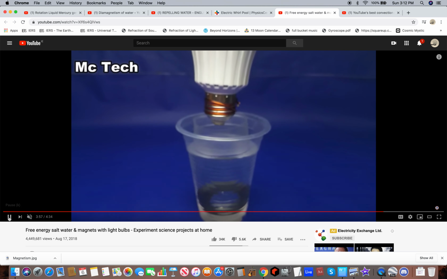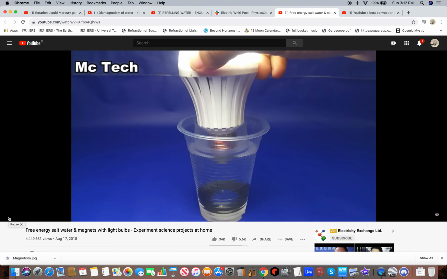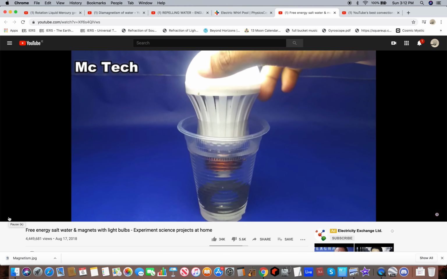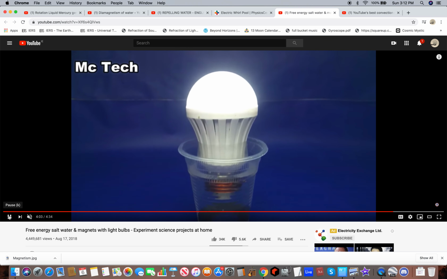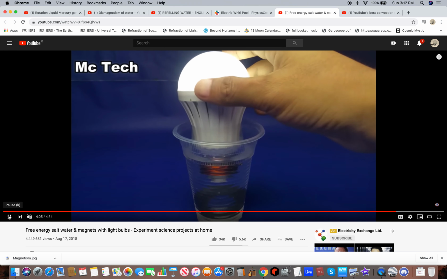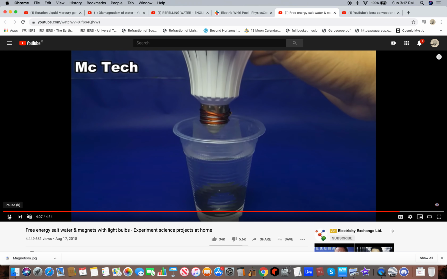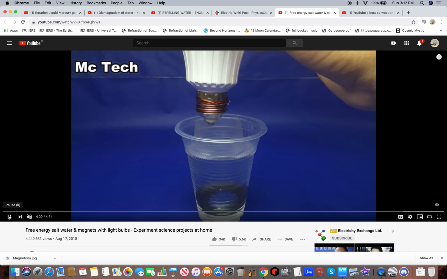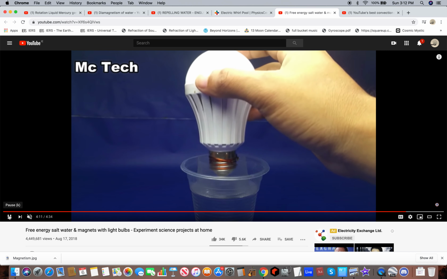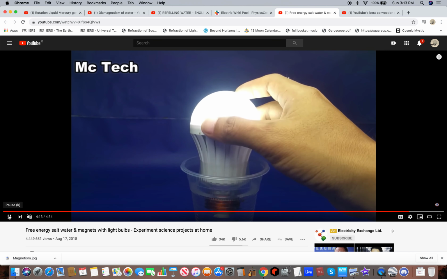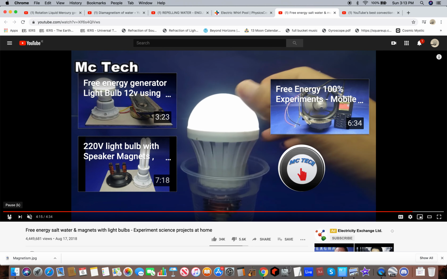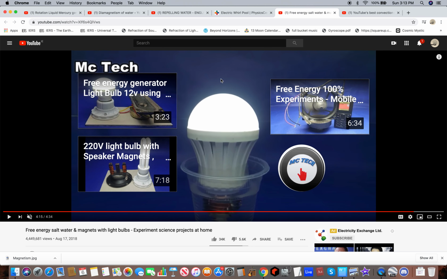Okay, and it lights the bulb. So salt water with a magnetic field and electric charge will light a bulb. It creates energy basically.